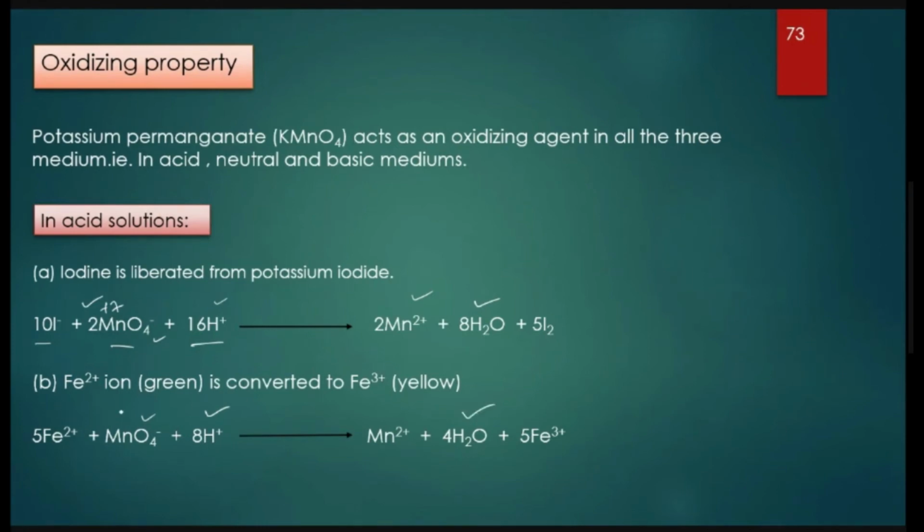Then manganese, here again, gets reduced from plus 7 to plus 2, and here Fe2 plus ions, each of them is going to lose one electron in order to become Fe3 plus. So thus there is an oxidation of Fe2 plus ions into Fe3 plus ions. Fe2 plus ions are green in color, whereas Fe3 plus ions are yellow in color.